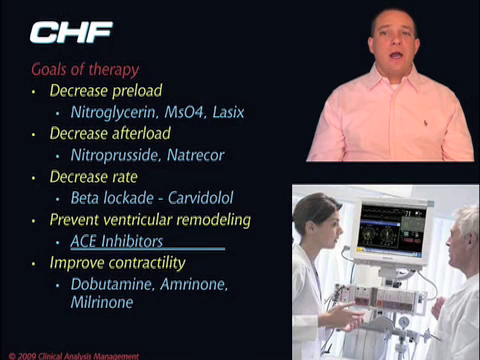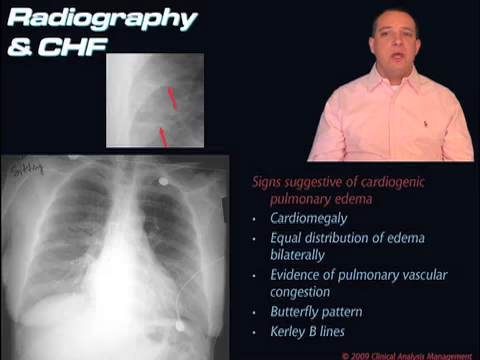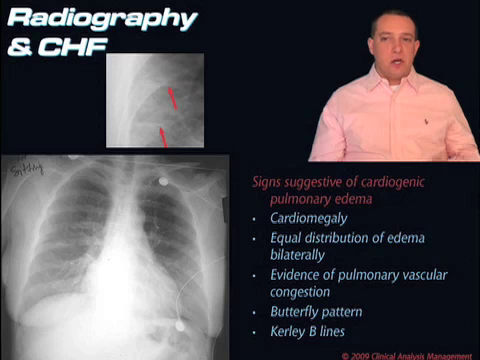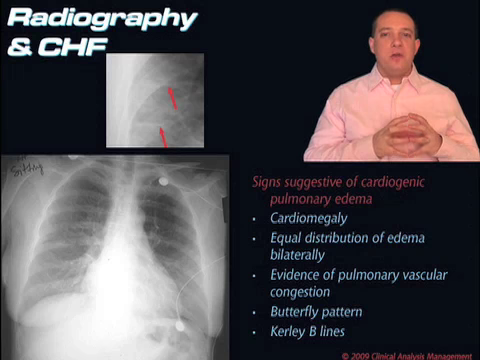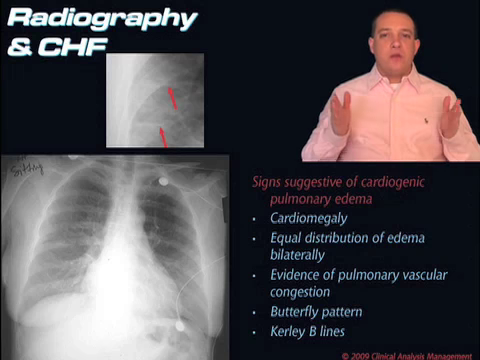Now, when we talk about identifying CHF on a chest x-ray, remember that there's certain things that would tip us off on a chest x-ray that the patient's got CHF. The first one is obviously going to be cardiomegaly. Remember, cardiomegaly is defined as the heart being greater than 50% of the thoracic space.